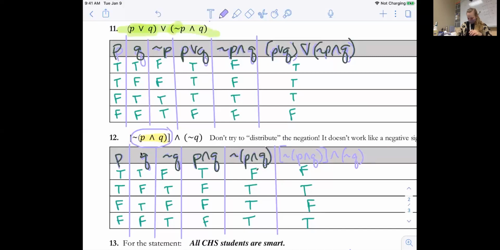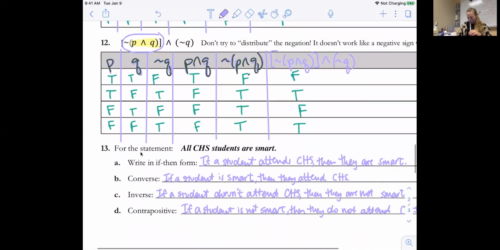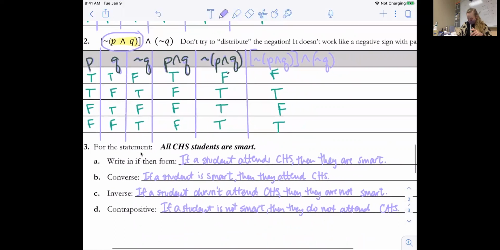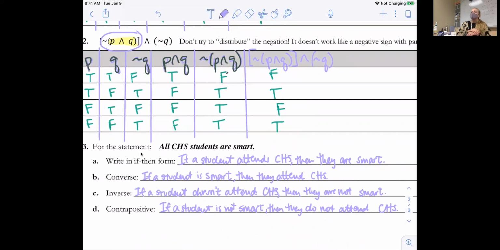I'm going to scroll down so you can see 13 as well. Just your conditional, converse, contrapositive, inverse, all that fun stuff. I think you guys have gotten good at that, and we are going to do one more practice of that before we move on to today. Anything else I can talk about, or are we doing okay?